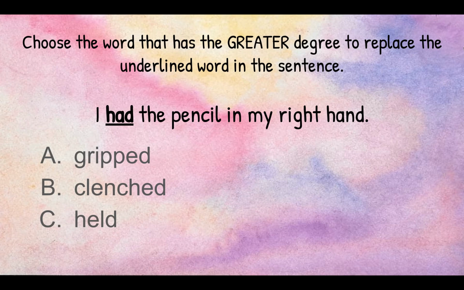Choose the word that has the greater degree to replace the underlined word in the sentence. I had the pencil in my right hand. Our answer choices are gripped, clenched, and held. I gripped the pencil in my right hand. I clenched the pencil in my right hand. I held the pencil in my right hand. Which word has the greater degree or the darker shade of meaning? Gripped, clenched, or held? Clenched is correct.